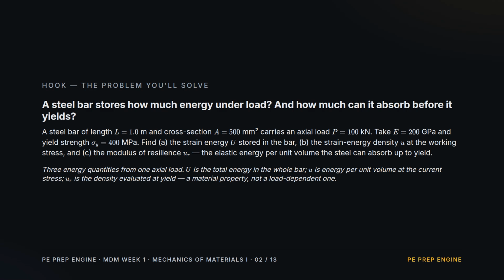Here's the problem. A steel bar, 1 meter long, 500 square millimeters, pulled with 100 kilonewtons. Given the modulus and the yield strength, find the total strain energy stored in the bar, the strain energy density at the working stress, and the modulus of resilience, the elastic energy per unit volume the material can soak up before it yields. 3 energy answers, 1 axial load. The trick is keeping total energy and energy per volume straight.